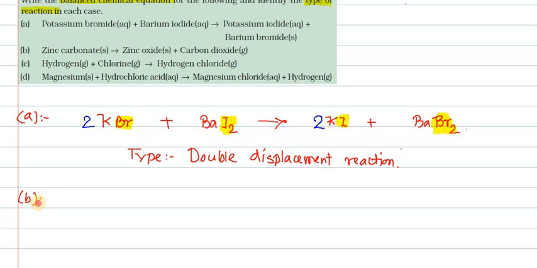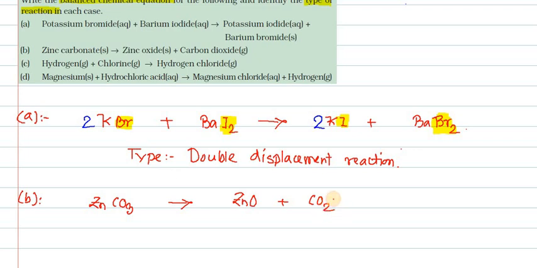Okay, let's move on to the second one. The second one says zinc carbonate. From zinc carbonate it decomposes. So you already know what is the type. Zinc carbonate is decomposed to zinc oxide, ZnO, plus carbon dioxide.